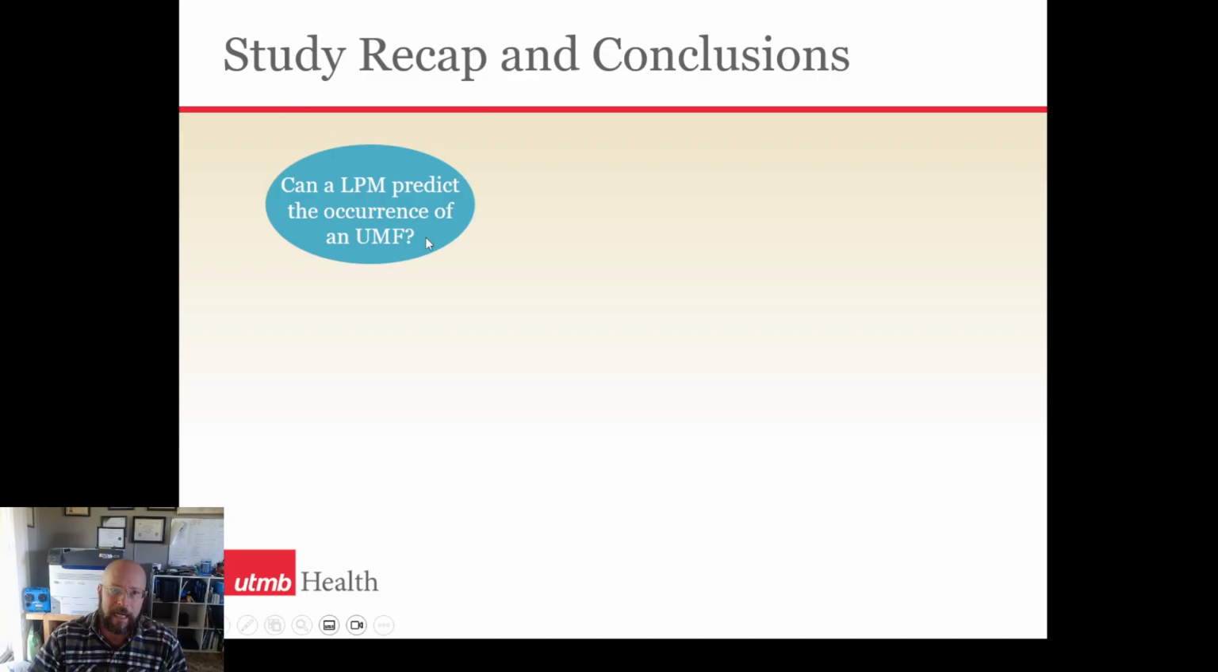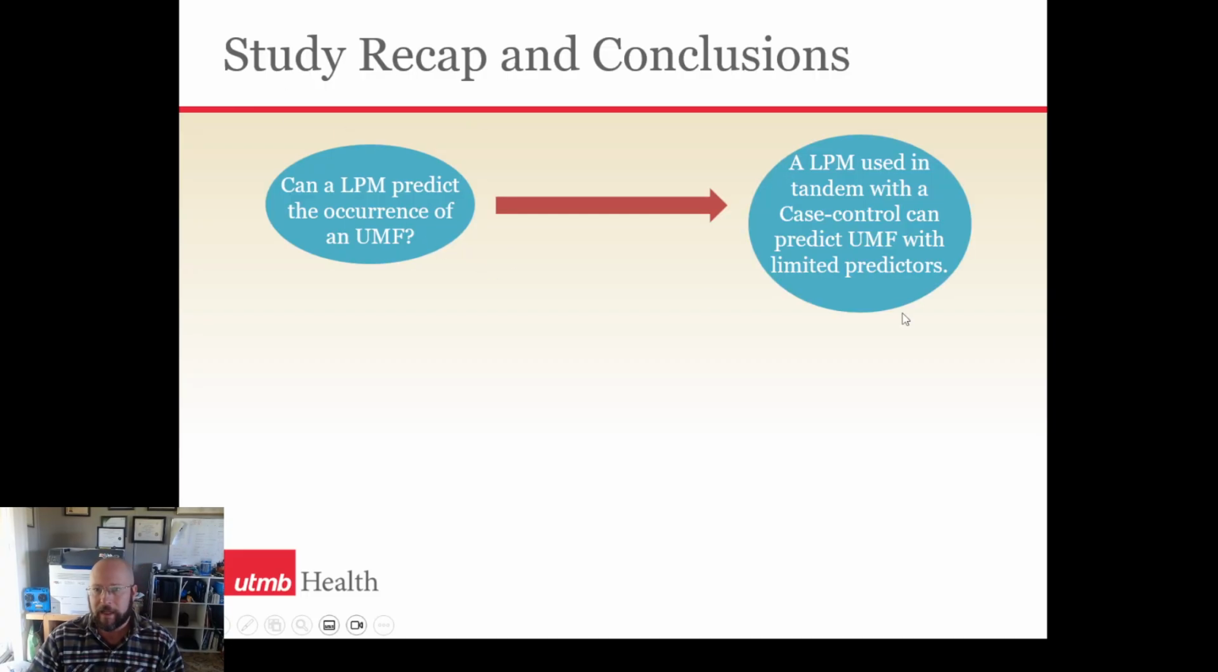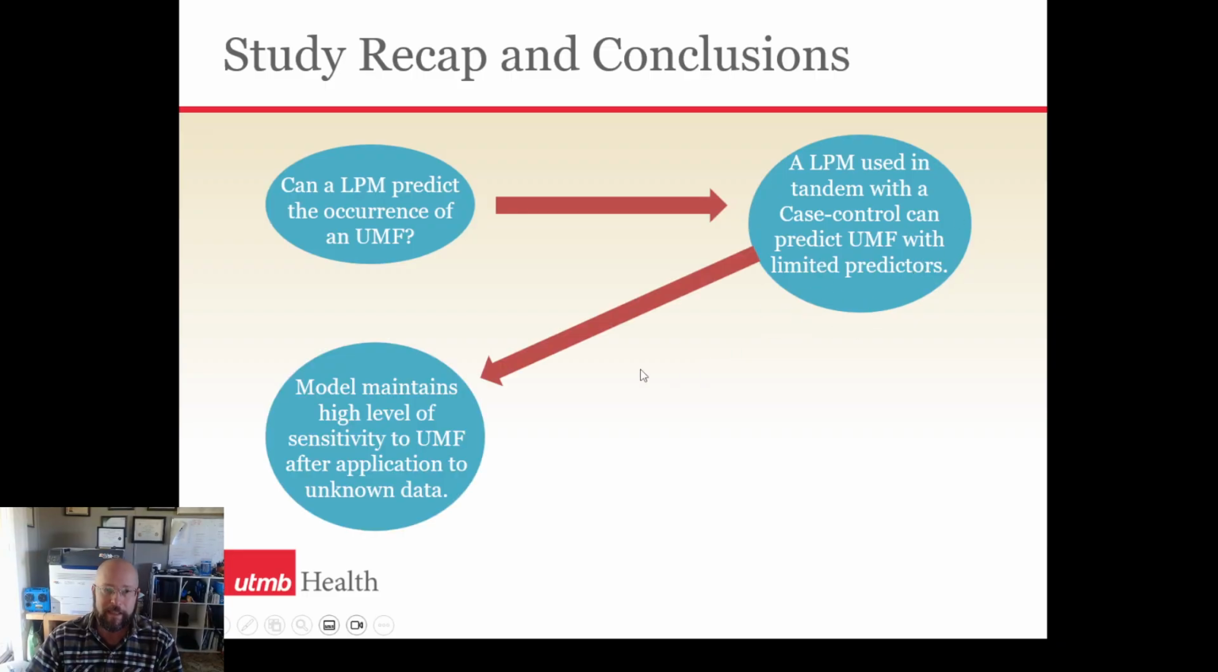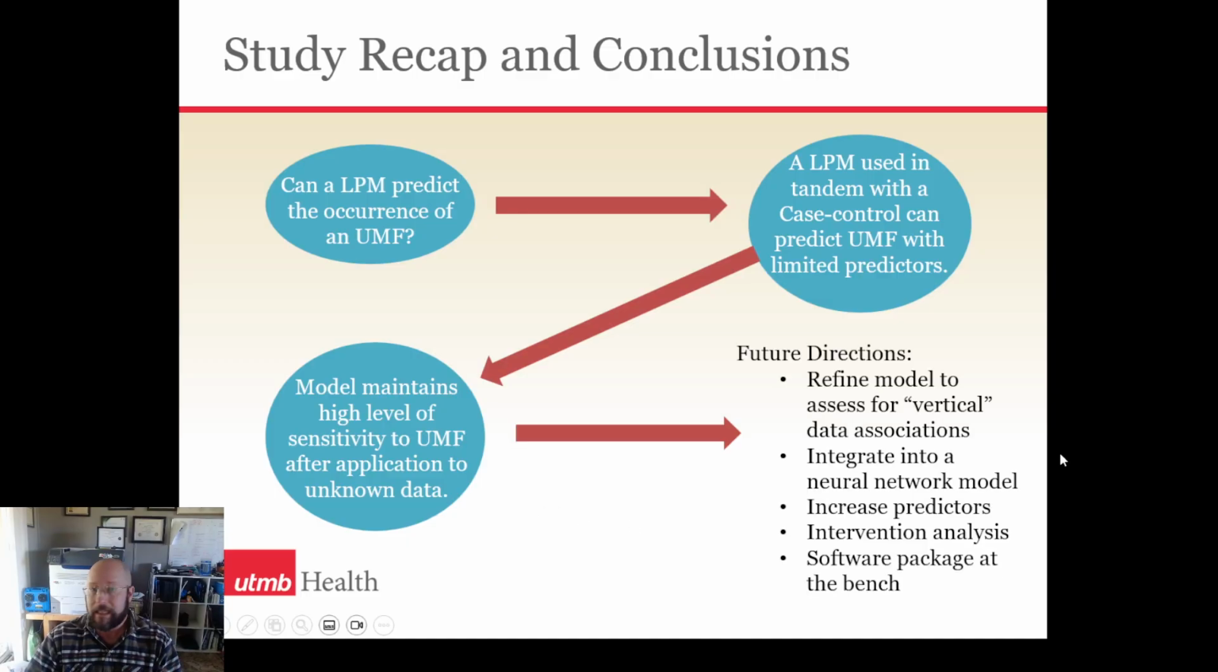And then we asked, can a LPM predict the occurrence of mechanical failure? And LPM, in tandem with a case-controlled study, did in fact predict mechanical failure with a limited number of predictors. The model maintained a high level of sensitivity to mechanical failure even after we applied it to an unknown data set, but it needs to be refined. It should be refined for some vertical data integration, which should happen in a neural network. The number of predictors, and the quality of those predictors, should be increased. Intervention analysis could be performed to determine the sequencing on this.